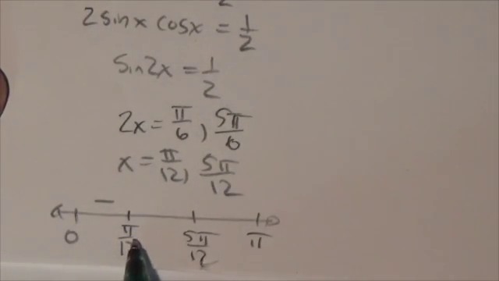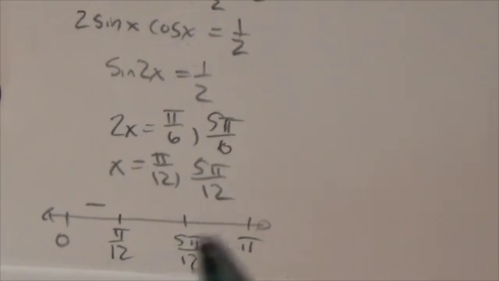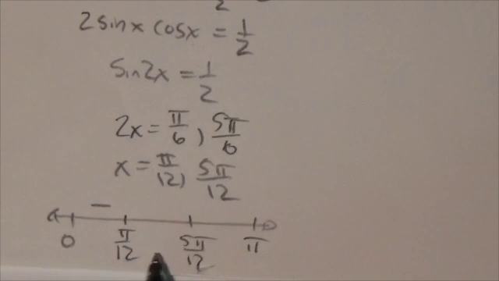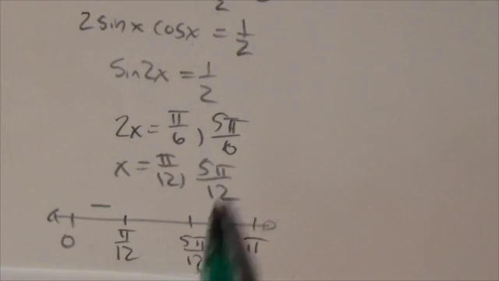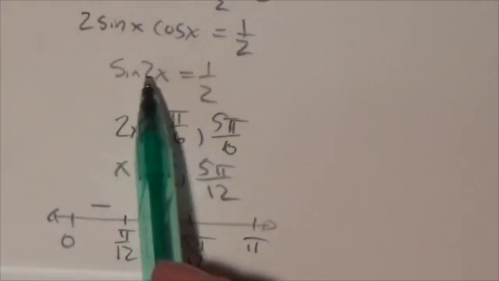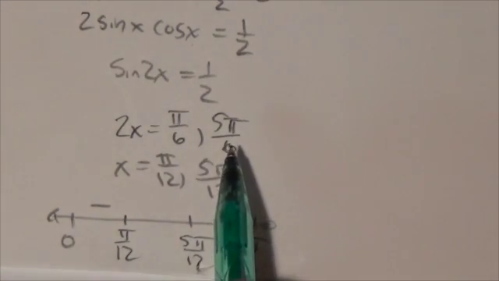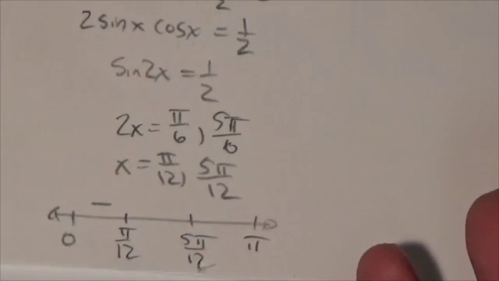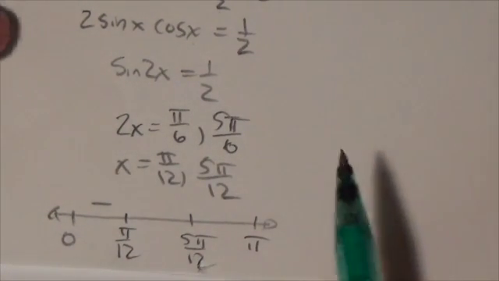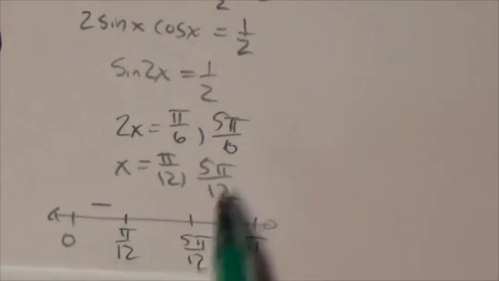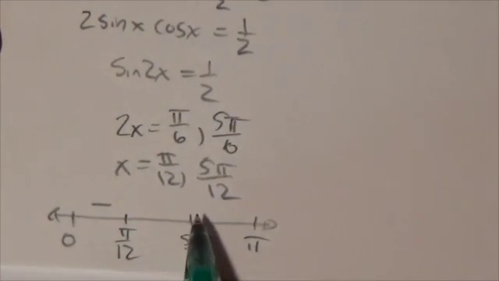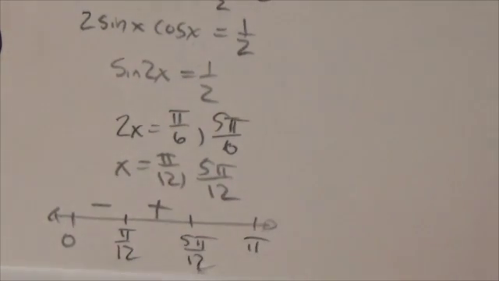If you choose a value between pi over 12 and 5 pi over 12, for example, let's say 4 pi over 12, which is really just pi over 3. If I plug pi over 3 into this, I get sine of 2 pi over 3. That puts us in the second quadrant, essentially 60 degrees in the second quadrant. Now the sine of 60 is going to be root 3 over 2, which is bigger than 1/2. So when I subtract those, this will end up being positive.